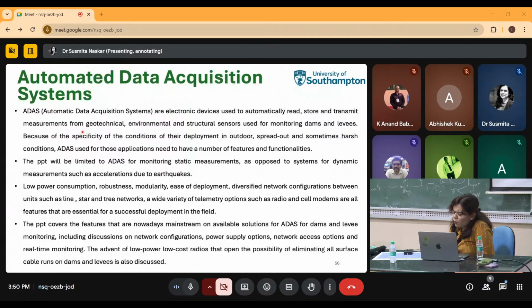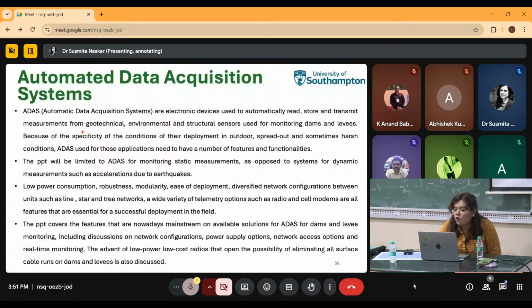The advantages or key features of this ADAS system are that they are very low in power consumption. They are very robust over a long period of time in a very remote location. The modularity and ease of deployment make it possible to scale systems very easily. They also have diverse network configurations, which helps you get seamless data transmission very easily. Another key feature is that this ensures successful field deployment and reliable data acquisition.